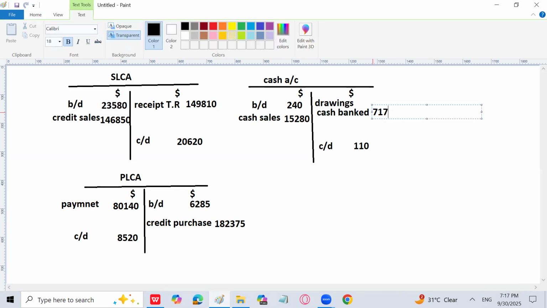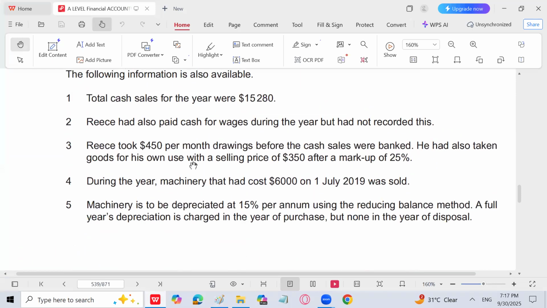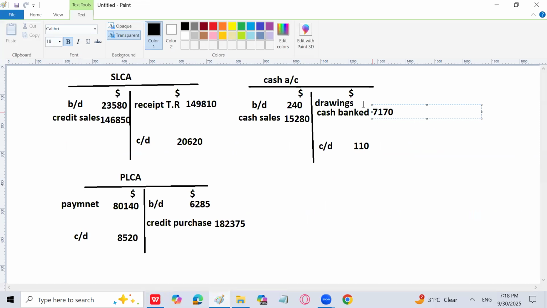Then I have to go for the drawings. Let's see. The drawings are, Reese took 450 per month drawing before the cash sales were banked. 450 into 12. What is the amount? 450 into 12. That will be the amount of cash drawings. So can you please tell me what is the amount of drawings? 5400. 450 into 12, 5400. Right?